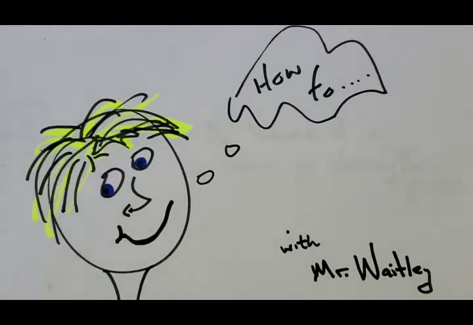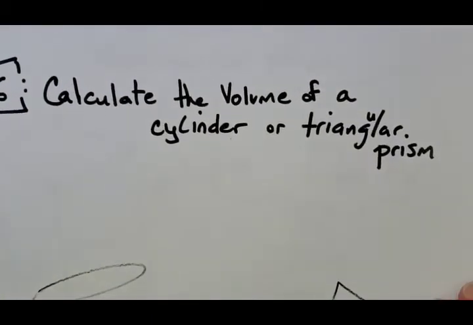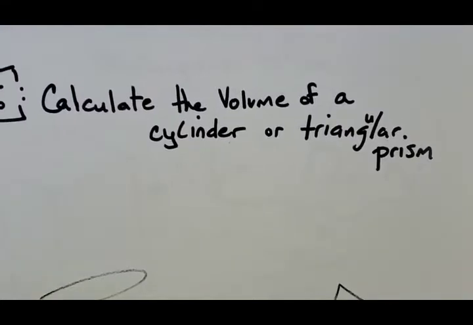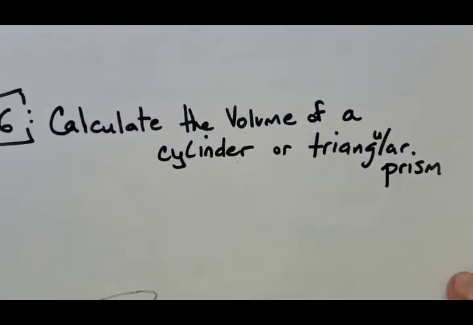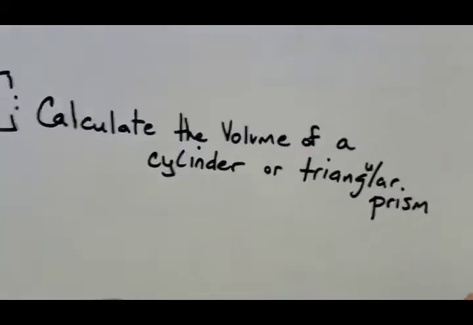Today we're going to take a look at volume again. We're going to look at how to calculate the volume of a cylinder or a triangular prism. So these are both prisms. This is like a circular prism. We'll take a look at that.